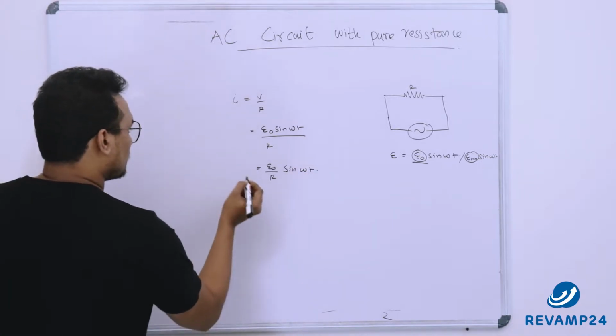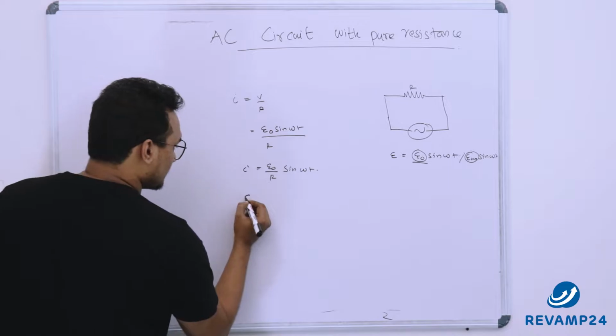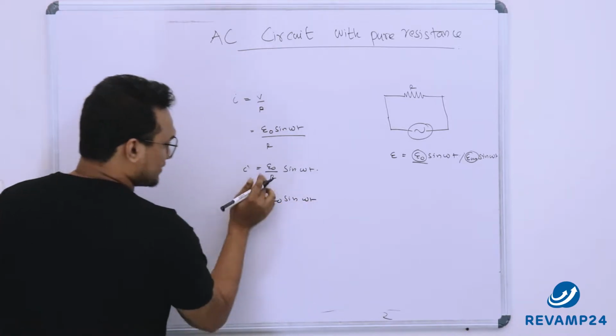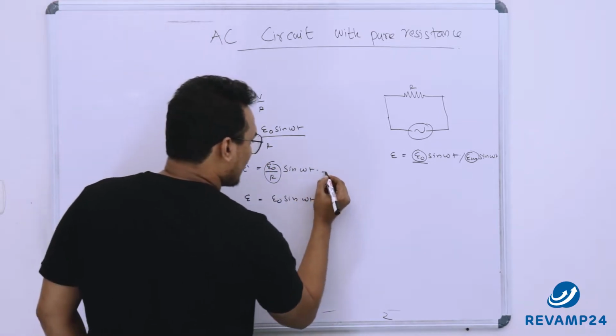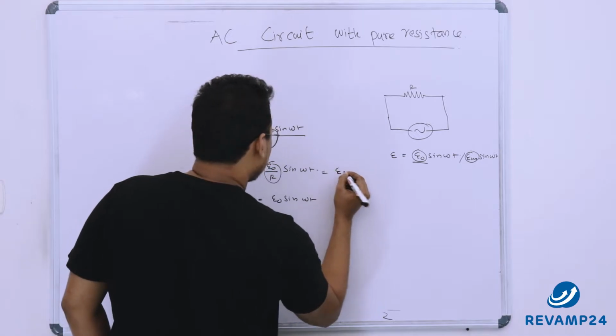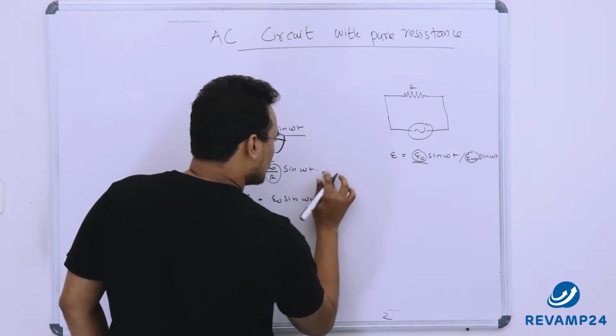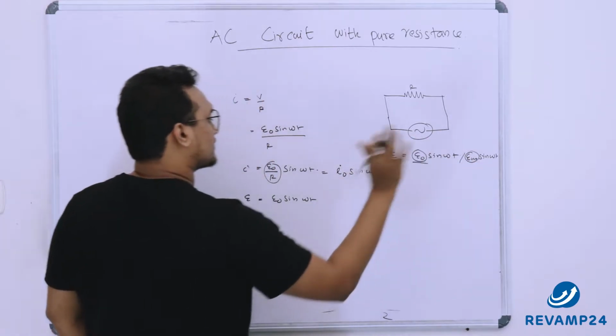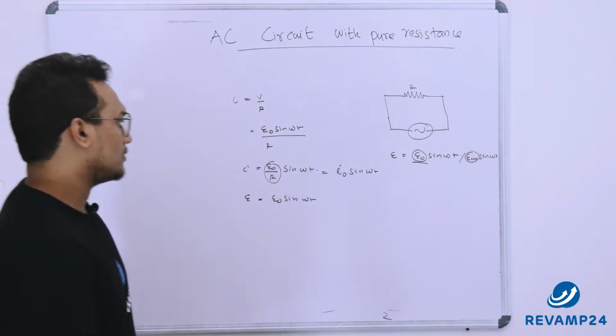And this is current. Our input was E is equal to E0 sin omega t. So this can be rewritten as E0 by R, which is nothing but the maximum value of current. So I can rewrite it as I0 sin omega t or Im sin omega t. Both are true.